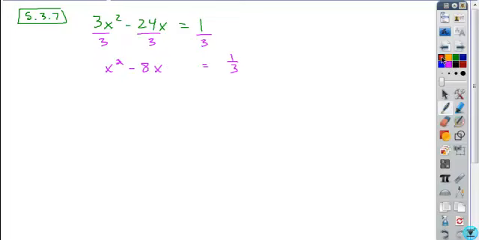Okay, and so now when I complete the square here, I'm going to take half of my b, my first degree term's coefficient, which is negative 4, and square it. Negative 4 squared is 16. Now, instead of adding 16 on this side, I'm going to add 16 in terms of thirds. Okay, so 16 is how many thirds?